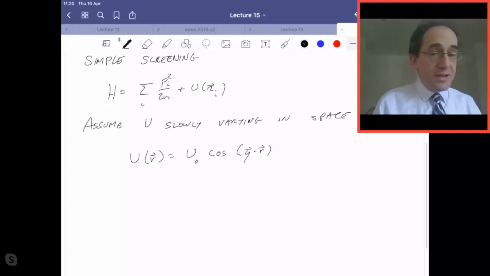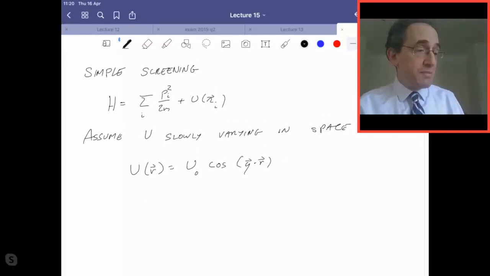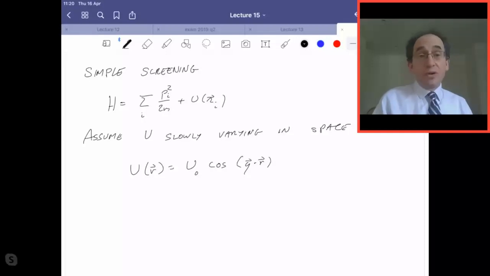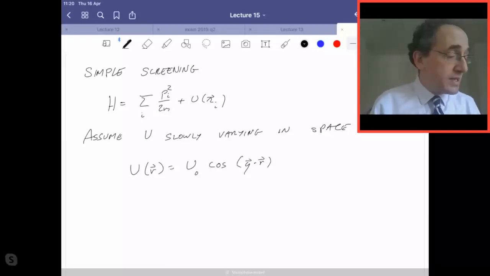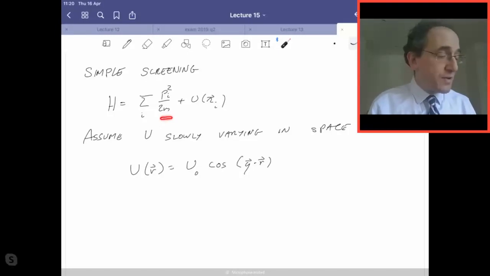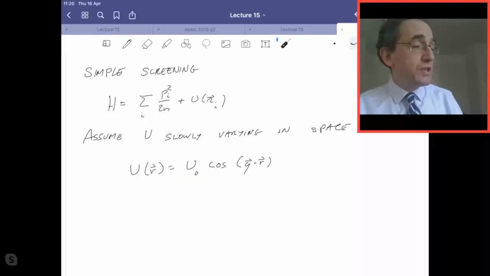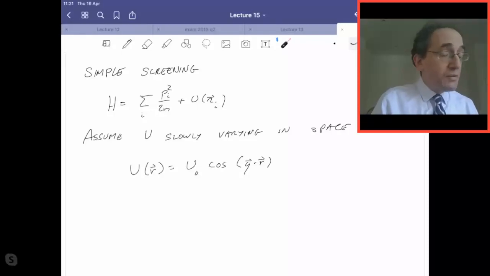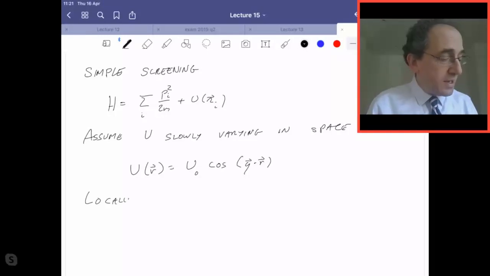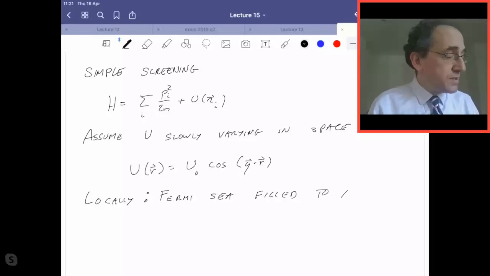And the way we might attack this problem to begin with is to think locally. Locally, the potential that the particles or electrons or fermions see has either gone up or gone down depending on the position, with an amplitude related to U naught. So locally it looks like a Fermi sea, filled up to some chemical potential mu.